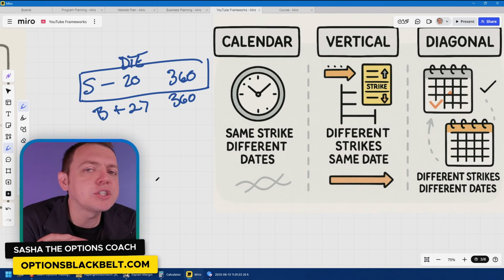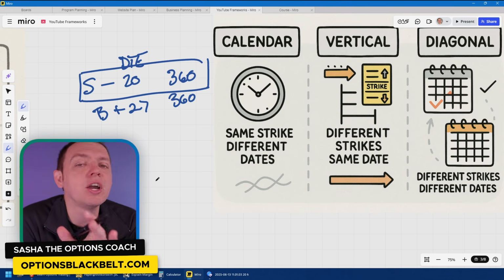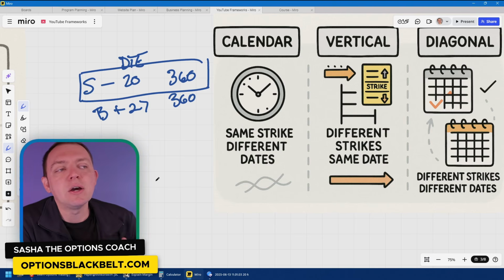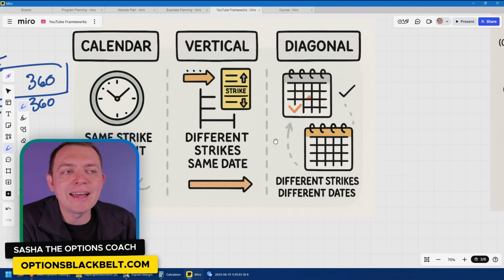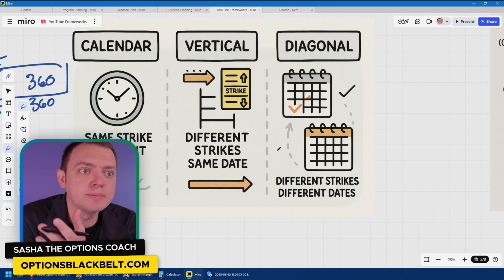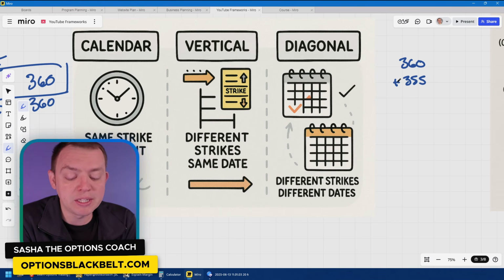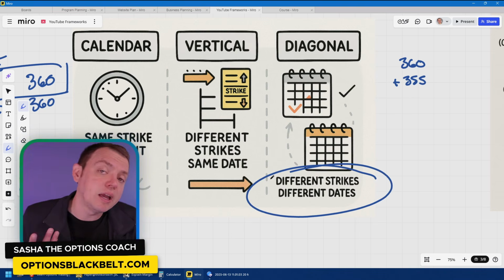Now you can position calendars a little bit more bullish or bearish if you prefer, and that gives you somewhat of a direction. Now, a diagonal spread all of a sudden already does that almost immediately. So it gives you a little bit of a directional push right away. So what you're doing is offsetting a strike. Let's say instead of a 360 and a 360, you go with a 360 and maybe a 355. And it's going to offset a directional because you have different strikes and different dates.